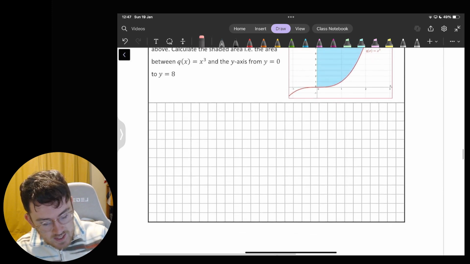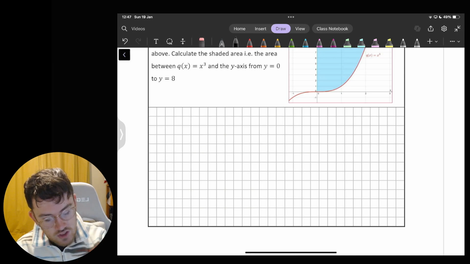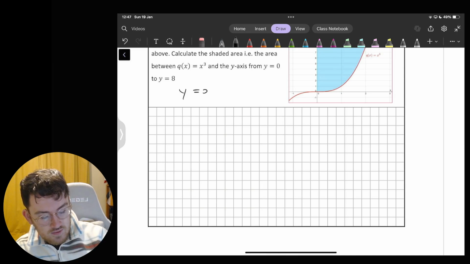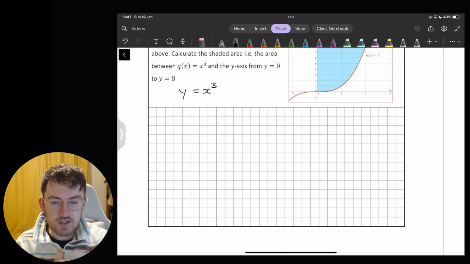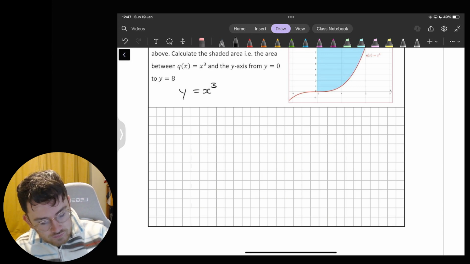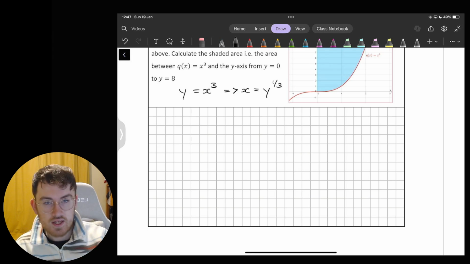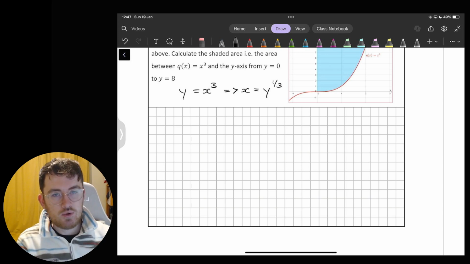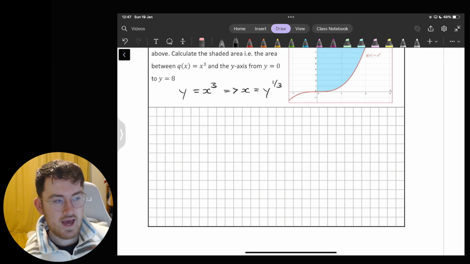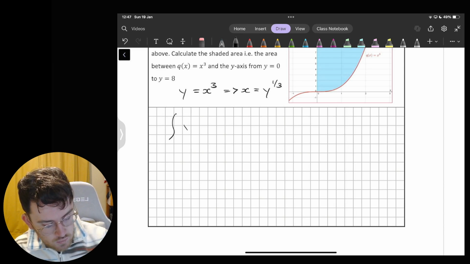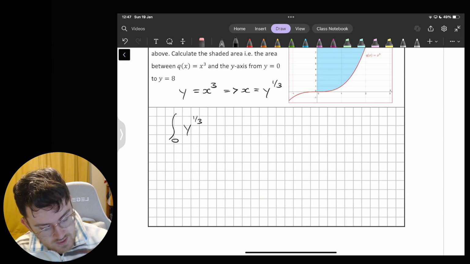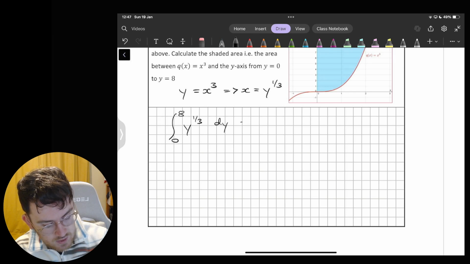So the first thing, again, as we did in the last one, is to rearrange my function, because currently the variable I'm working with is x. This is in terms of x, with y being the dependent variable, whereas we want to change it the other way. So that's going to mean x is y to the power of a third, using that rational exponent idea as opposed to the cube root idea. So I want to integrate y to the power of a third from 0 to 8 dy.